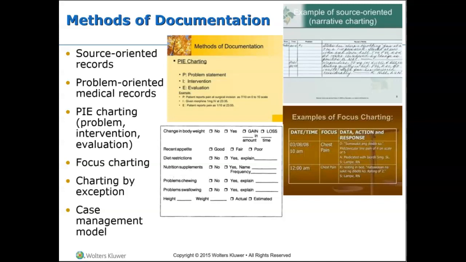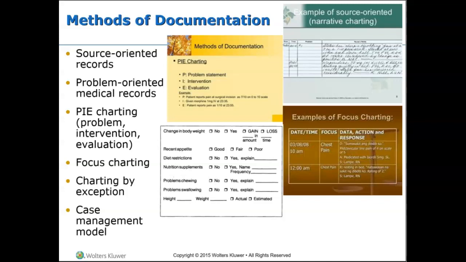Next is problem, intervention, and evaluation, or what we call PIE charting. PIE charting organizes information according to the patient's problems and requires a daily assessment record as well as daily progress notes. Problems are identified from the admission assessment. First, you identify which problem you are addressing. Then you document the nursing interventions you completed. And then lastly, you document your evaluation of the patient post-interventions.